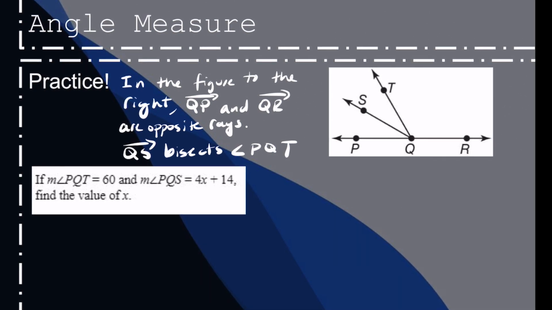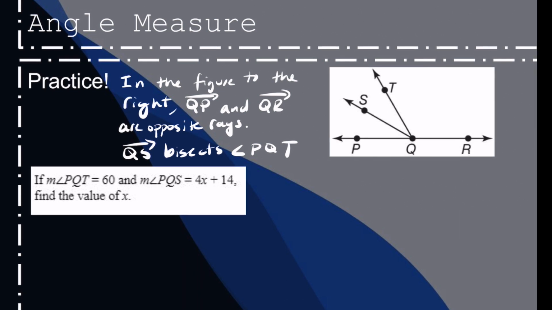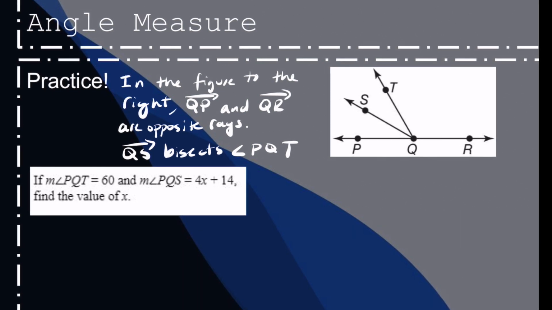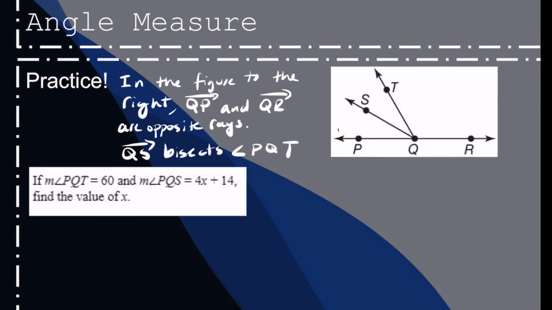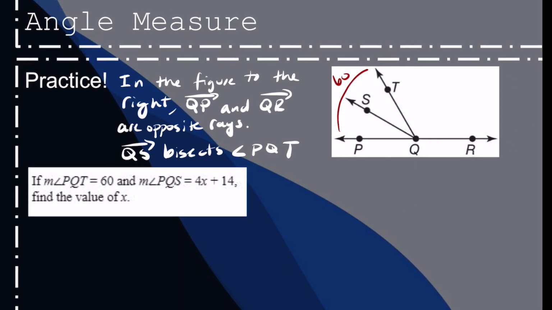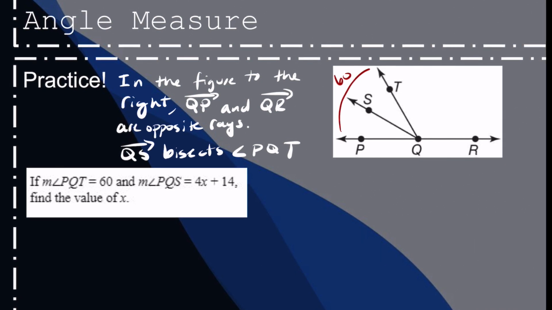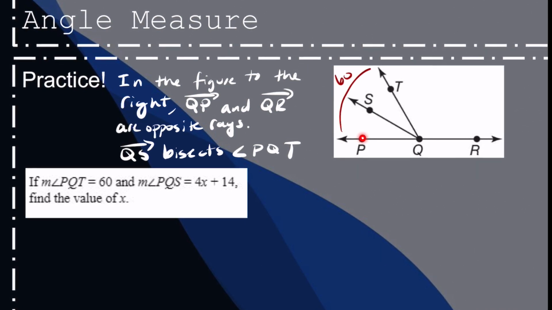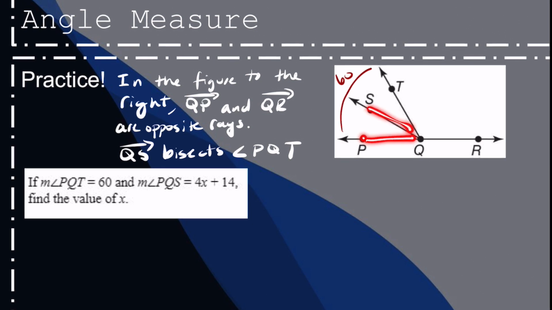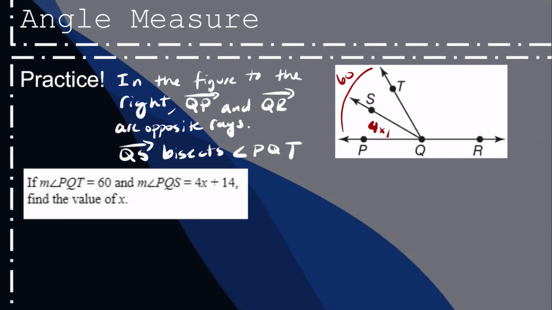So let's take a look at number one. It says if measure angle PQT is 60, so let's start labeling that right now. PQT is right here. That's going to be 60. And measure angle PQS is 4x plus 14. So here's PQS, and that's 4x plus 14.